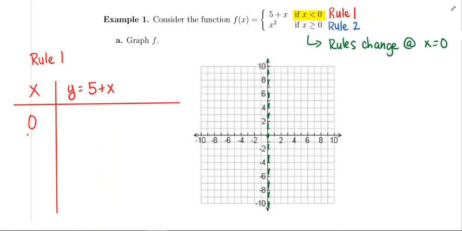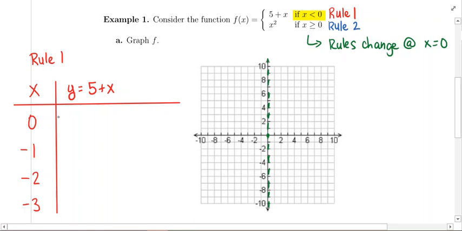Now I need to pick additional x values. You have to adhere to this condition. I can pick anything less than 0, so I'll pick -1, -2, -3. That should be enough. So here we go. We are going to plug each one of these into the formula. If x is 0, the y value is going to be 5 plus 0. That's 5. So I'm going to plot the point: if x is 0, y is 5. And then I move on to x equals -1.